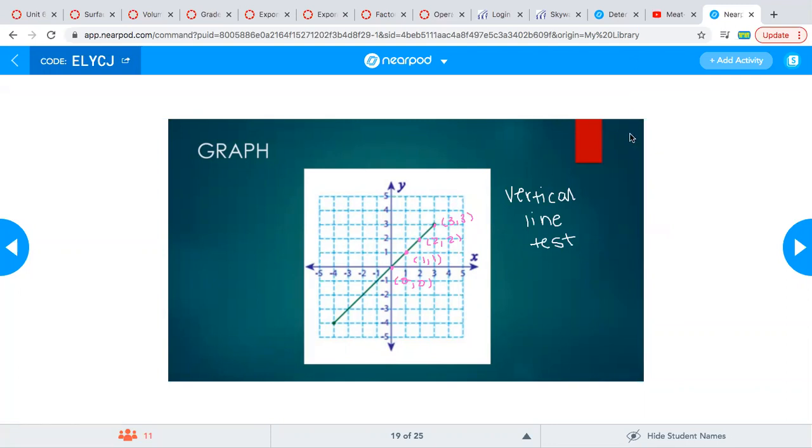The vertical line test says this. If I draw a vertical line anywhere on my graph, so anywhere, I'm drawing multiple vertical lines. And if it only hits my graph one time, it's only going through that green line once. That means it's a function. So if it hits it one time, then it's a function. If it hits it more than one time, then it's not a function.